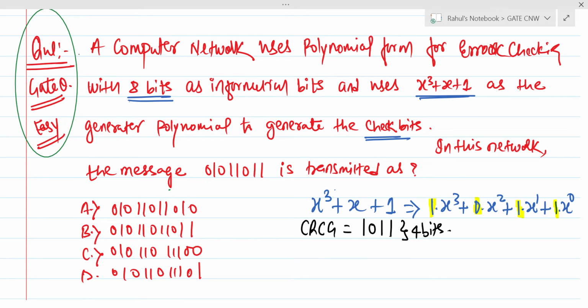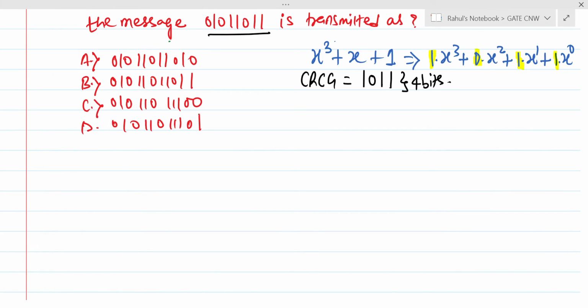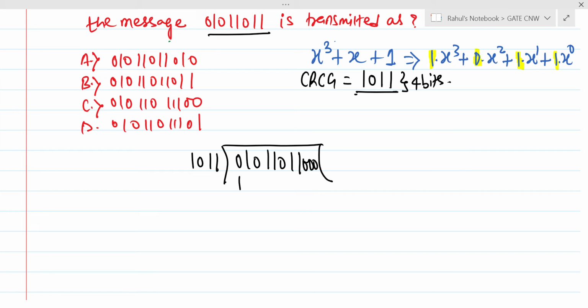So what is the question? In this network the message will be transmitted as. So we need to figure out CRC bits. And to figure out CRC bits, we need to perform XOR operation between the CRC generator, that is 1011, and the original data, that is 01011011, right? So I need to append 3 zeros, because I have a CRC generator of 4 bits. I need to append 3 zeros initially at the sender's side, and with the help of that I can determine the CRC bits that I need to append.